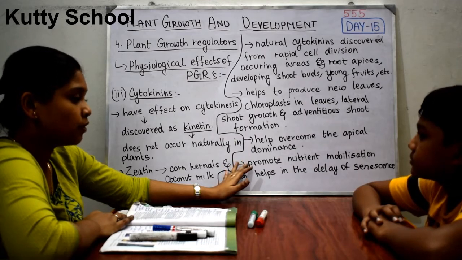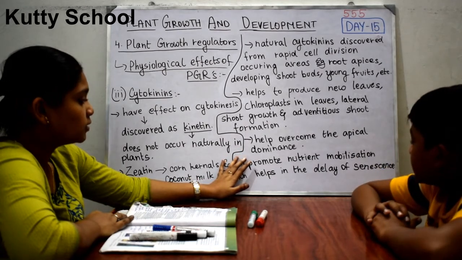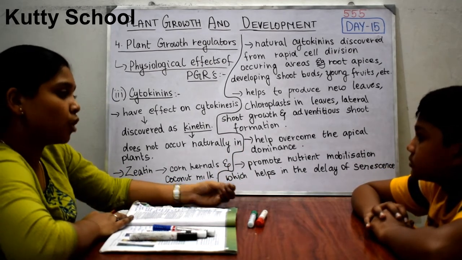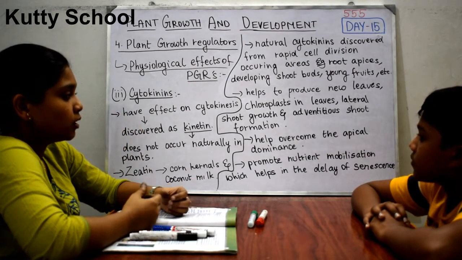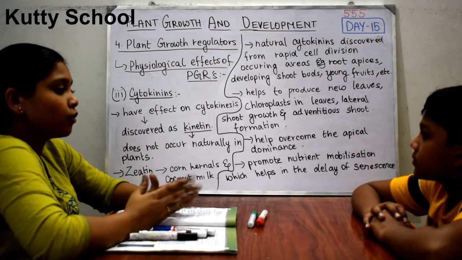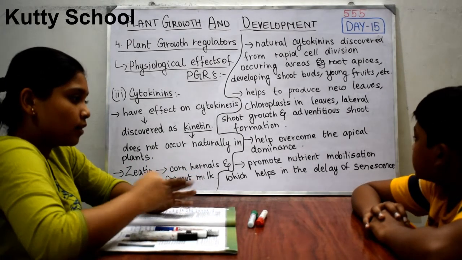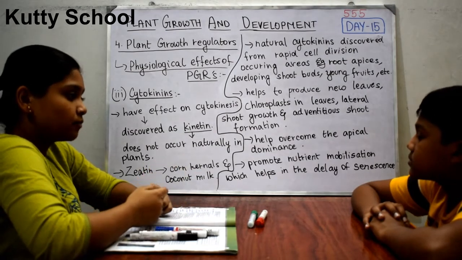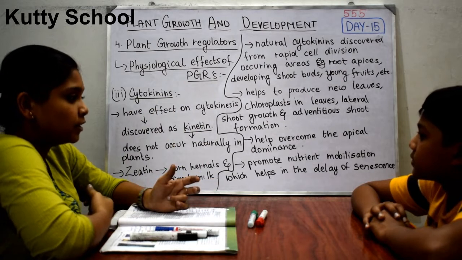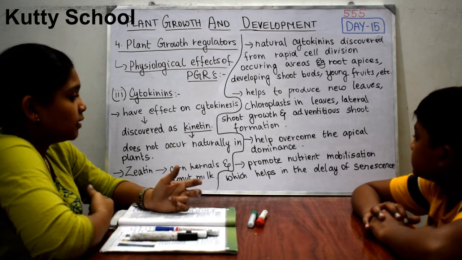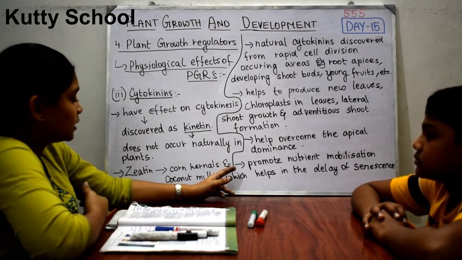Apical dominance, which you have already seen with auxins, is the dominance of the apex, which does not lead to the formation of lateral shoots and lateral buds. So we have to cut the apex, and then the laterals grow. For example, in tea plants hedge making is used. Like that, apical dominance is overcome by the application of cytokinins.